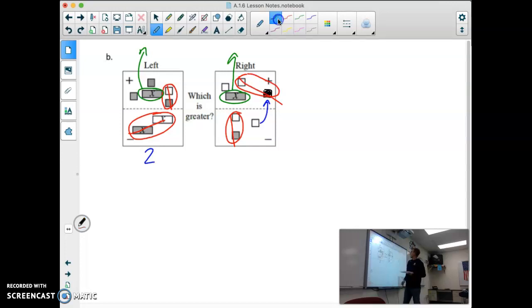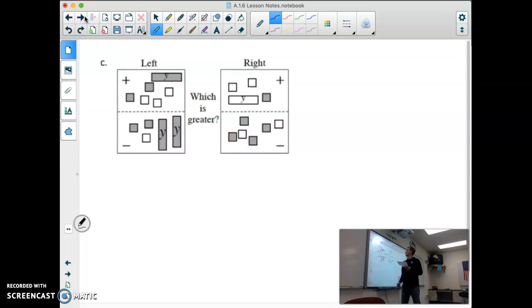So now we are left with this -1 unit tile. So this whole thing will be worth -1. And then hopefully we all know that 2 would be greater than -1. All right, let's keep cruising to part C.